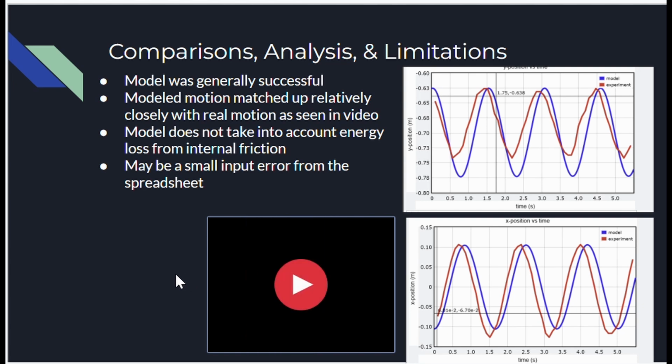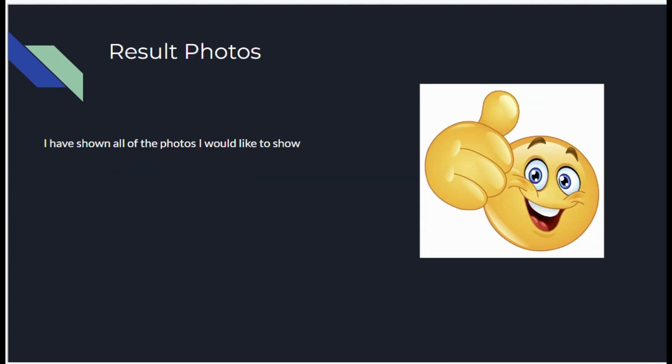The model does not take into account energy loss from internal friction of the spring, and there may be a small input error from the spreadsheet that's also causing some of the variation in the data. And I've showed most of the result photos that I'd like to show.